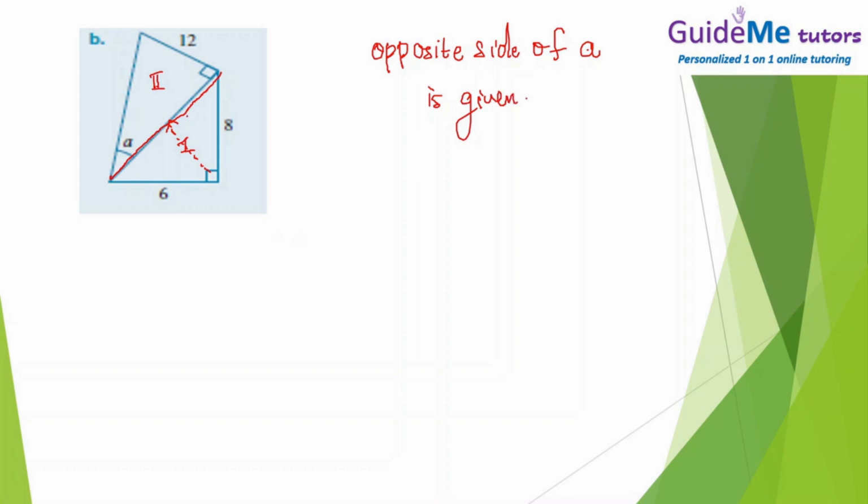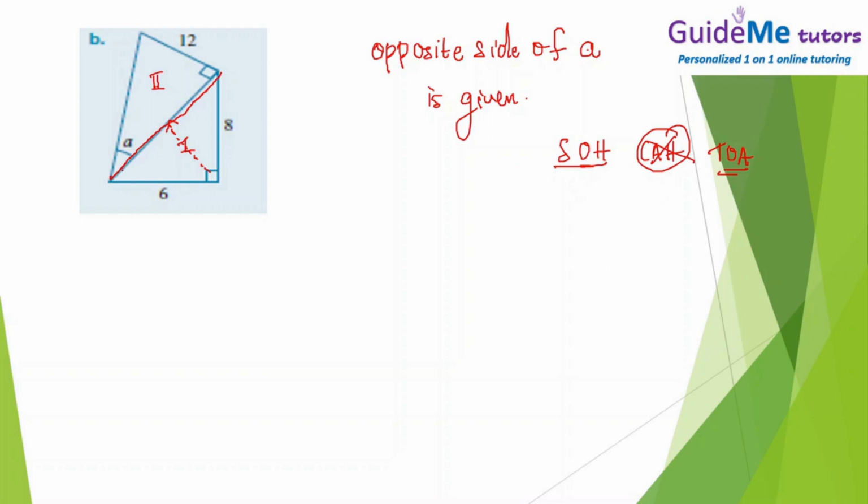Now what can we do with the opposite side? We know SOH CAH TOA. How can we make use of this? Opposite side is there in sine. So either we find sine of A to find out A, or we go for TOA, since the O is there in both of these. And there is no O in CAH, so we are not going to use CAH.